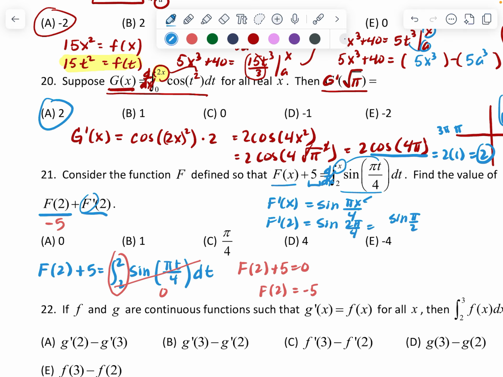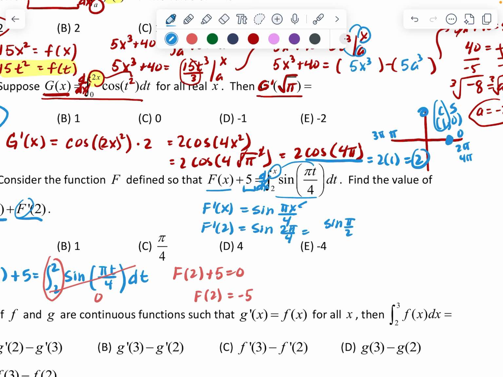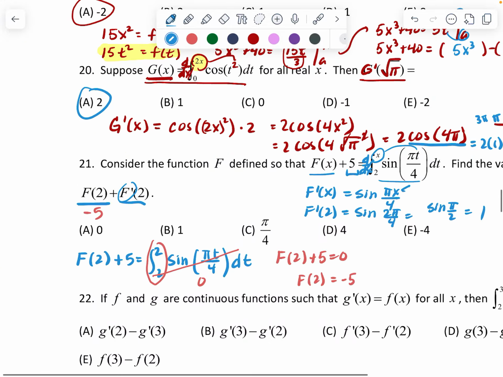And you guys, pi over 2, remember, is up here, if I look at my graph right there, and that point up there is 0, 1. So cosine, sine, the sine of pi over 2 is 1. So putting that in here, -5 plus 1, that's going to give me a -4. So E.